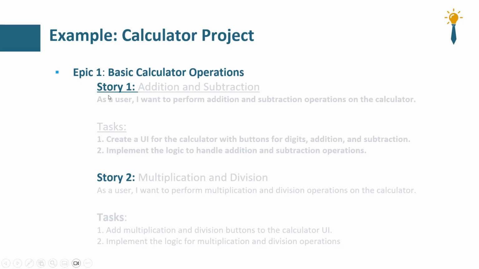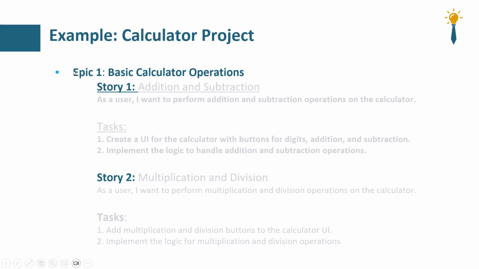Okay, so the story can be addition and subtraction, for example. Even the stories are broken down into tasks. Tasks are tangible activities that can be assigned for an operation, like coding, for example. Addition and subtraction: as a user, this is a story. I want to perform addition operations on the calculator, so that you can go on and add some context to your sentence. So this is story one, for example.